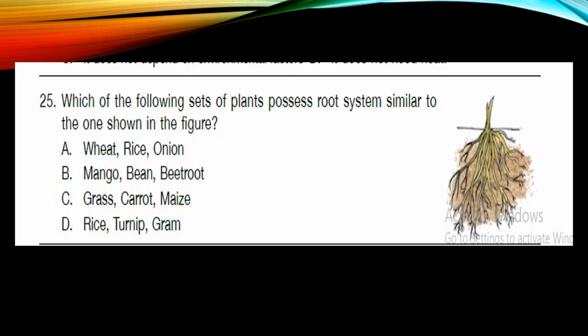Question number 25. Which of the following sets of plants possesses root system similar to the one shown in the figure? In this figure, these are fibrous root. And option A, wheat, rice, onion. B, mango, bean, beetroot. C, grass, carrot, maize. D, rice, turnip, gram. And the right answer is option A, wheat, rice and onion all have fibrous root.